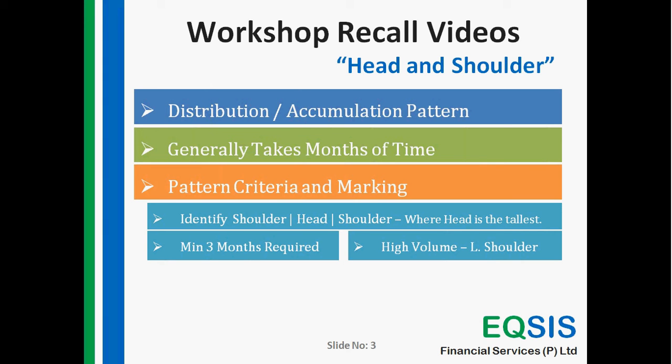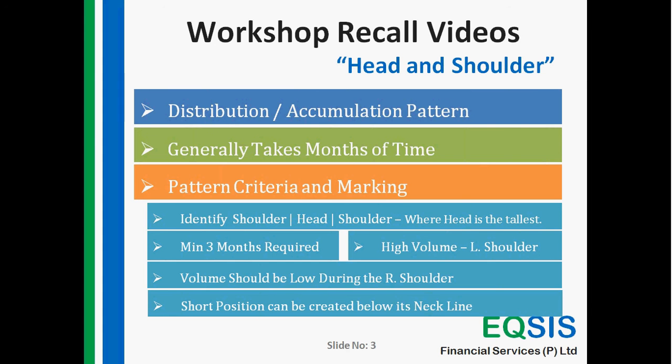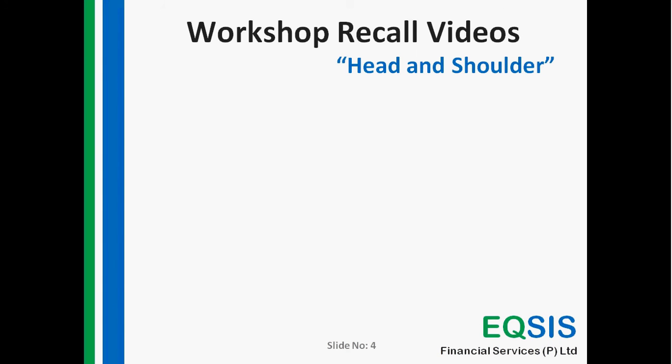The general head and shoulder is a distribution pattern, while the inverted head and shoulder is the accumulation pattern, but we are discussing the head and shoulder, which is the bearish trend reversal. It is communicating to us that someone is liquidating and we can expect the price to go down. Volume should be low during the right shoulder, which ensures that the stronger hand has already moved out of the market, and we can create a short position if the price goes below the neckline.